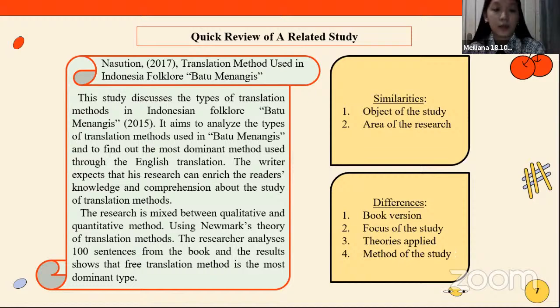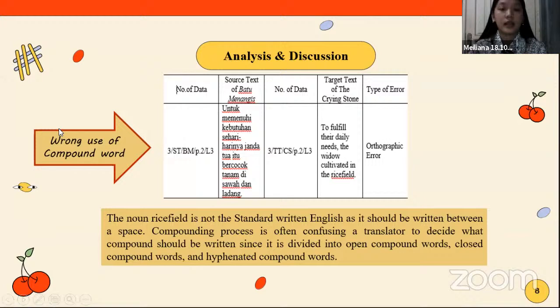Now we are moving to the analysis and discussion. So the first data here, we focus on the word rice field. The source text is stated as sawah dan ladang, and then it is translated into rice field. So actually there is nothing wrong with this translation, but if we take a look more at the spelling, the noun rice field is not the standard written English, because it should be written with a space in between.